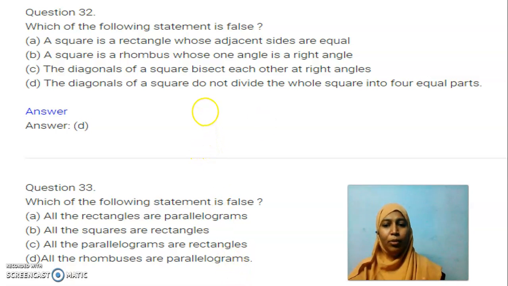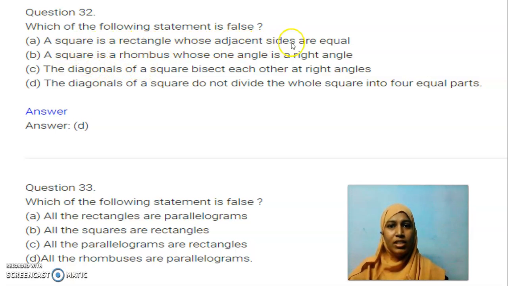Here you will get a question in the form of MCQs. Which of the following statements is false? A square is a rectangle whose adjacent sides are equal. Yes, this is a true statement. A square is a rhombus, of course, whose one angle is a right angle. Not only one angle: if one angle is 90 degrees, surely all four angles are going to be 90 degrees in a rhombus, isn't it? So this is also a true statement.